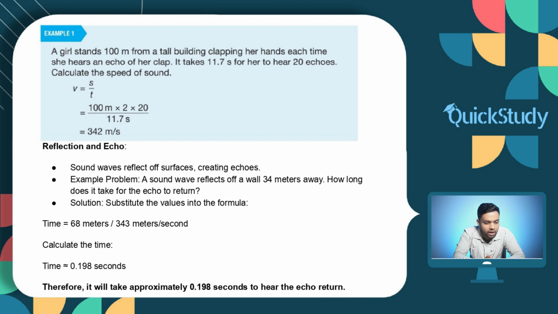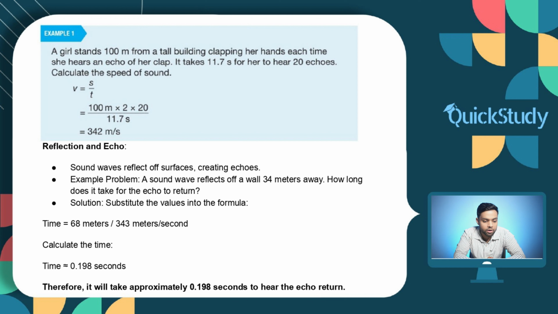So the formula for sound waves is the same as for speed, which is speed is equal to distance divided by time. Let's look at an example. A girl stands 100 meters from a tall building clapping her hands each time she hears an echo of her clap. It takes 11.7 seconds for her to hear 20 echoes. We have to calculate the speed of the sound.